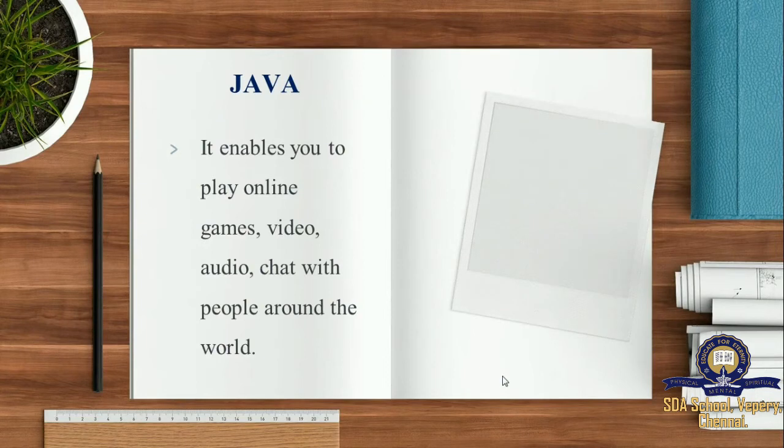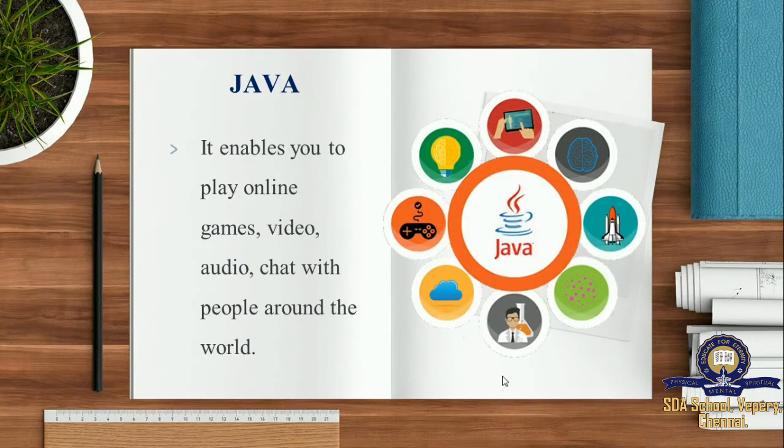It enables you to play online games. You can play video and audio, or you can chat with people around the world. Using this programming language, you can do all sorts of things when you program it with Java. So these are all the things you can do with the help of the Java programming language.